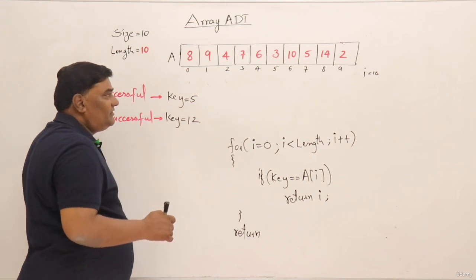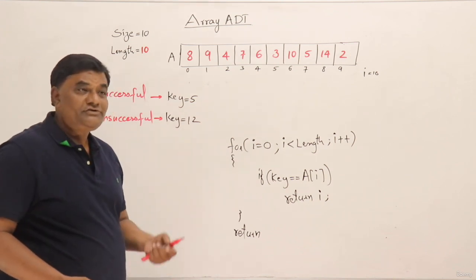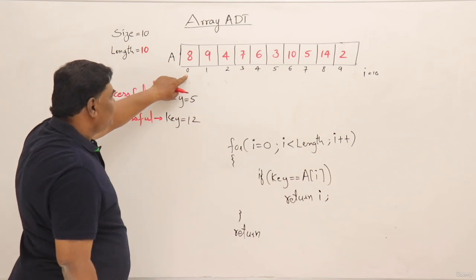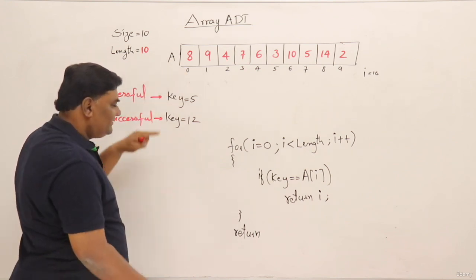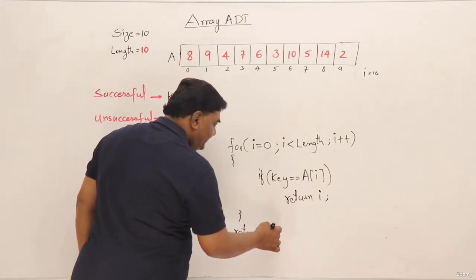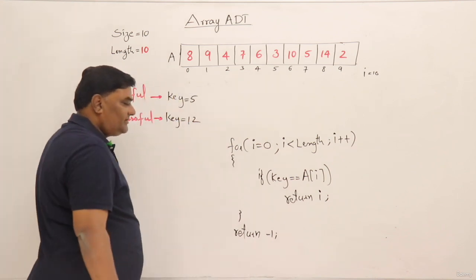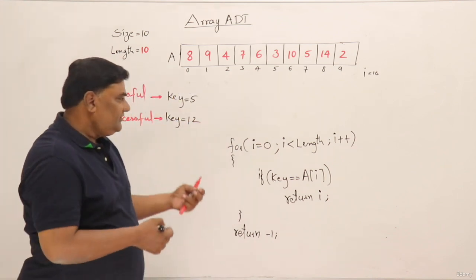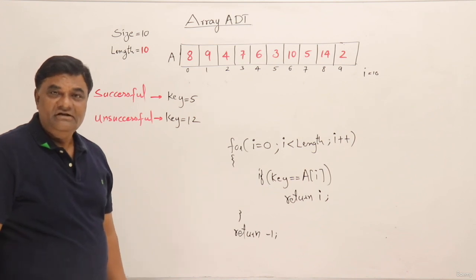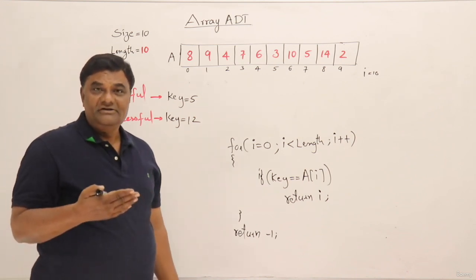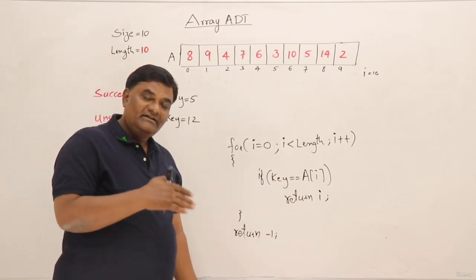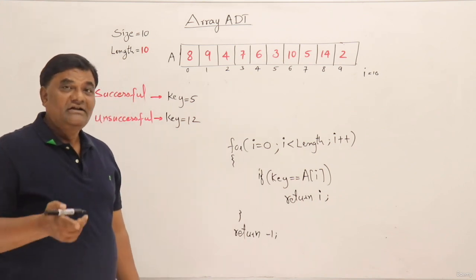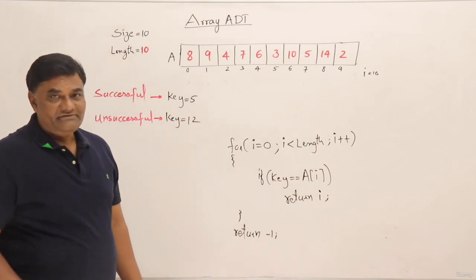Now if the key element is not found, then we have to return something to show that the element is not found. So the invalid index, that is -1. So we can return -1. Usually we do it like this. If the element is not found, then return index is -1. So if you are calling this procedure and you got -1, it means the element is not found. If you got a valid index, it means the element is found. So that's how you can know whether the search was successful or unsuccessful.